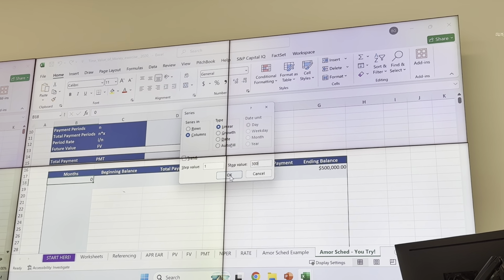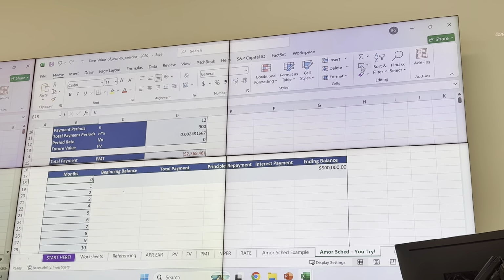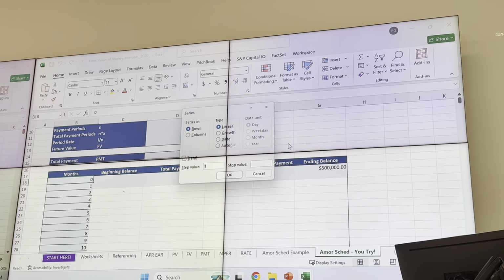Any question? So go to this, it is under the summation. Select series. Select column because I'm only going to do it for column B, number of months. Select 1 and then select 300 and press OK.